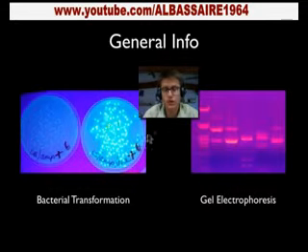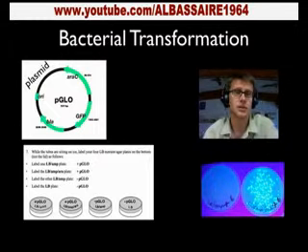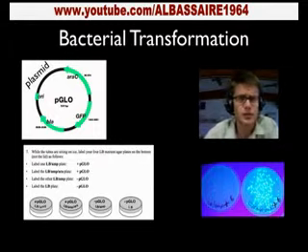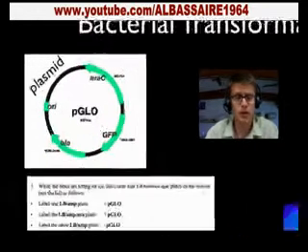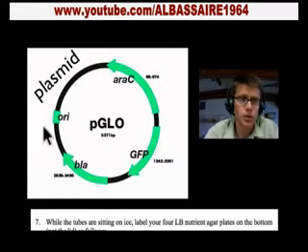And then if we look over here, this is sections of DNA that have been separated according to their fragment length. And so let's start with the transformation. The one that we use in class is called pGlow, and this was just artificially created by a company. And so let's look at the important parts of the plasmid.